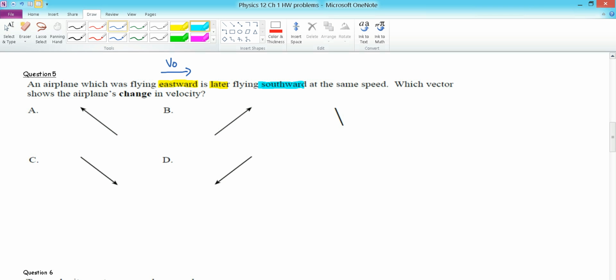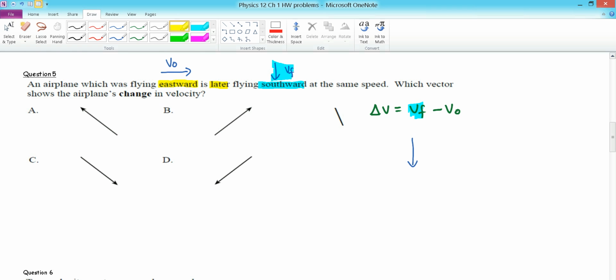So in the southern direction, we are going down. And since that's some time later, we'll call that our final vector. Which vector shows the airplane's change in velocity? All right, so once again, change in velocity is simply your final velocity minus your beginning velocity. Now, this final velocity is the same thing as this guy right there. So I'm just going to add that to that.